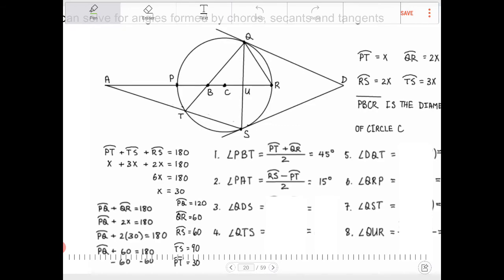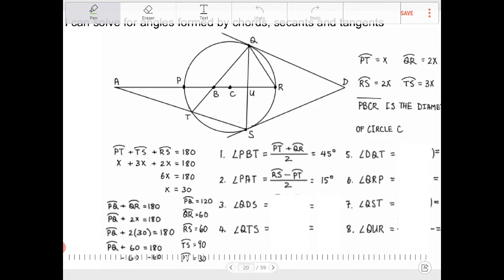I need to now find out angle QDS. QDS is this angle over here. The angle QDS is going to be this guy, right? That's the major arc, subtracted by the minor arc, divided by 2. So arc QPS minus arc QRS, divide by 2. I'll end up with 60 degrees on the outside.